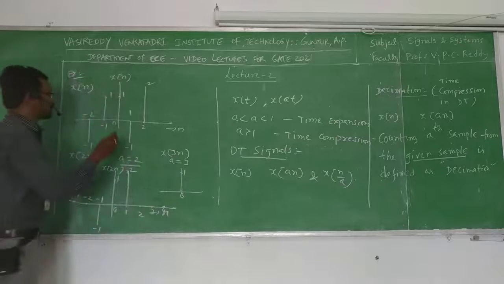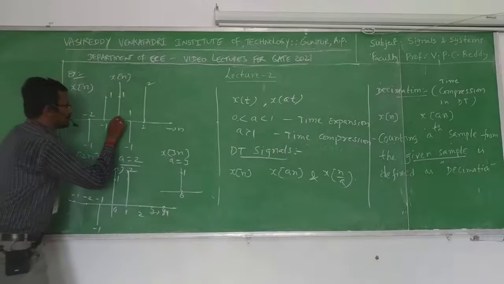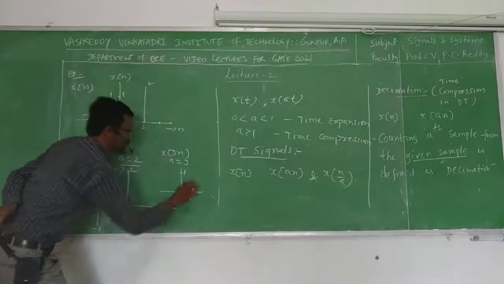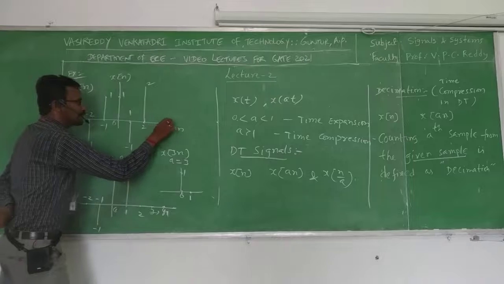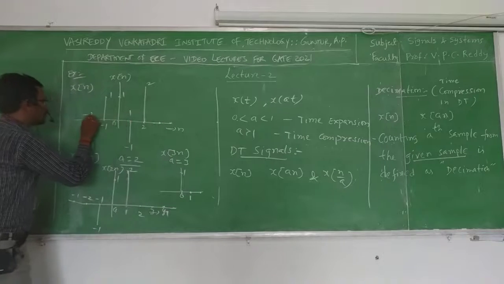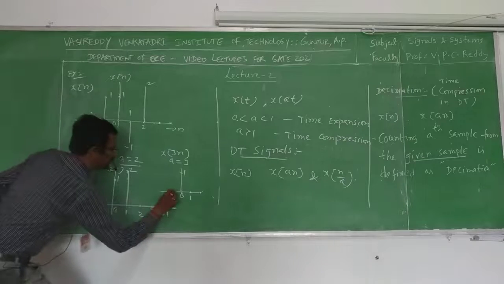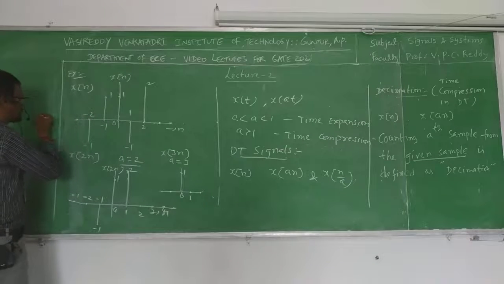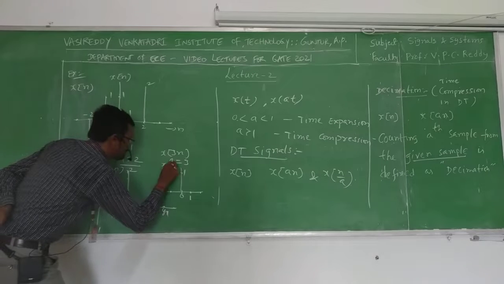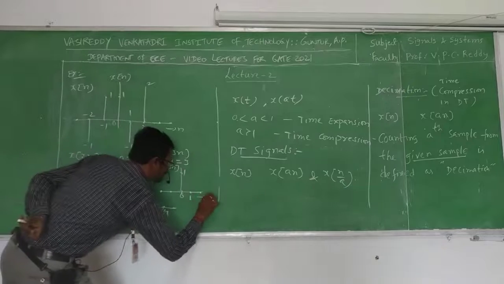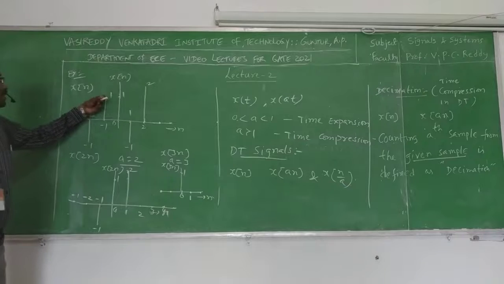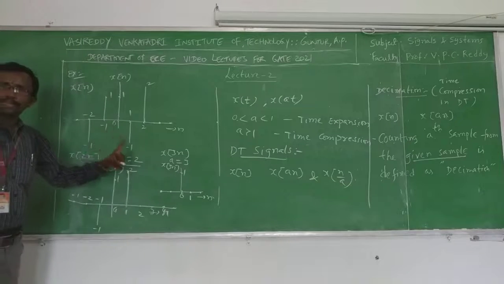Now we have to count the third sample. Starting from the origin, 0, 1, 2, 3. What is the value here? 0. That's why at n equal to 1, the value is 0. Again start here, 0, 1, 2, 3. 0. Similarly towards the left, 0, 1, 2, 3. Third sample here, 0. Similarly start from here, 0, 1, 2, 3. Again 0 sample. So this is x of 3n on the time axis. This is the example for decimation. So we are counting the ath sample from the given sample.